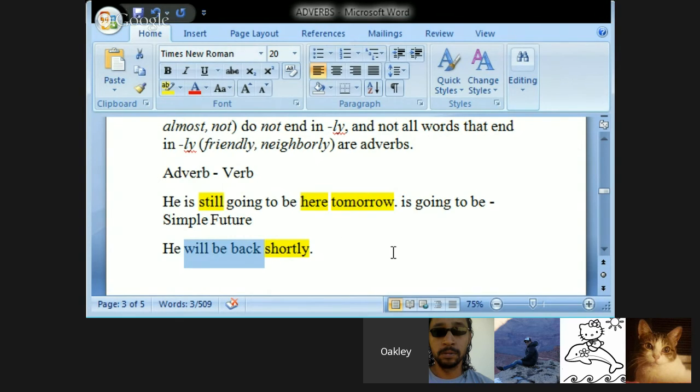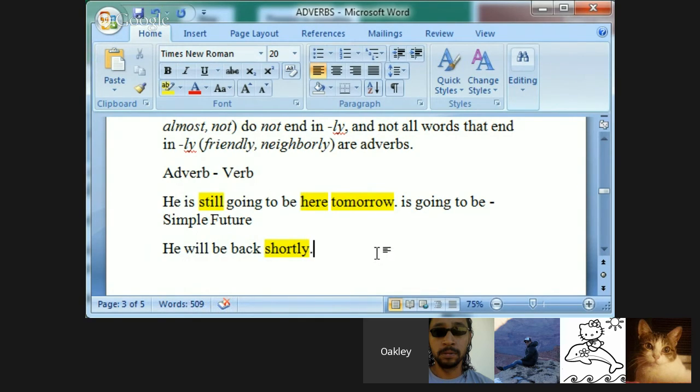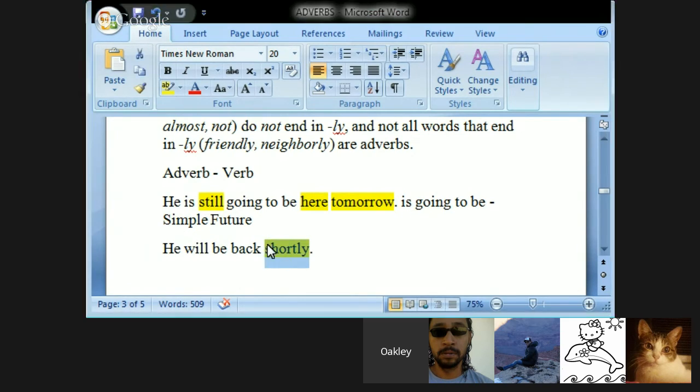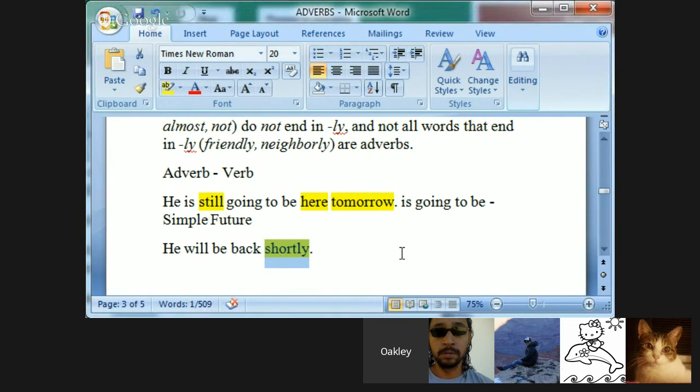You have the whole verb, and you've put the adverb at the end of the sentence. Can you move it around with the verb? Can you move "shortly"? After "will": "He will shortly be back." Yes, you can.